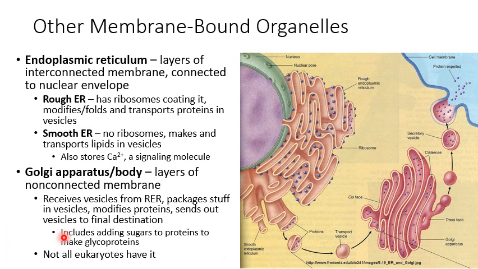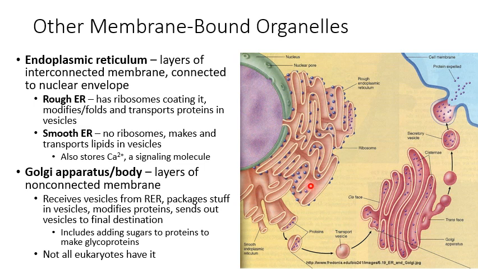Then you have the Golgi apparatus. That's also called the Golgi body. That's also layers of membrane, but they are not connected. So here's the Golgi apparatus, and the layers of membrane are not connected to each other. So they're separate compartments, basically. The Golgi apparatus is involved with modifying and sorting proteins. It's going to be receiving vesicles from the rough endoplasmic reticulum.